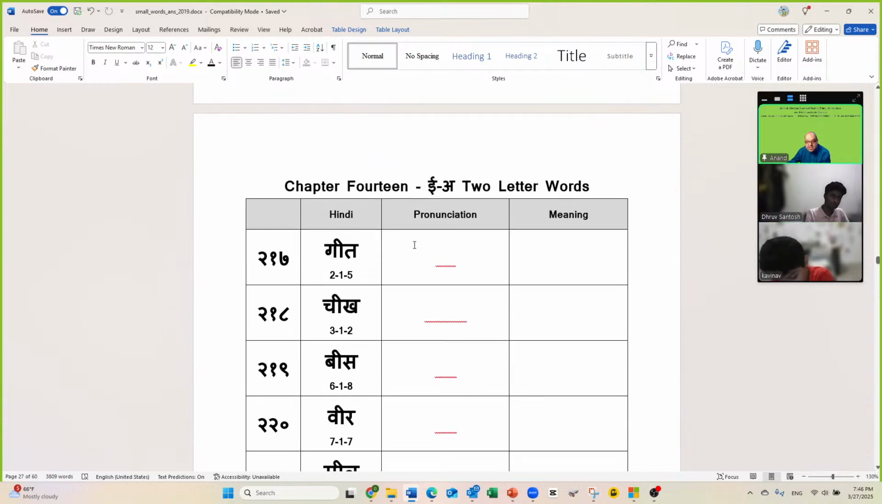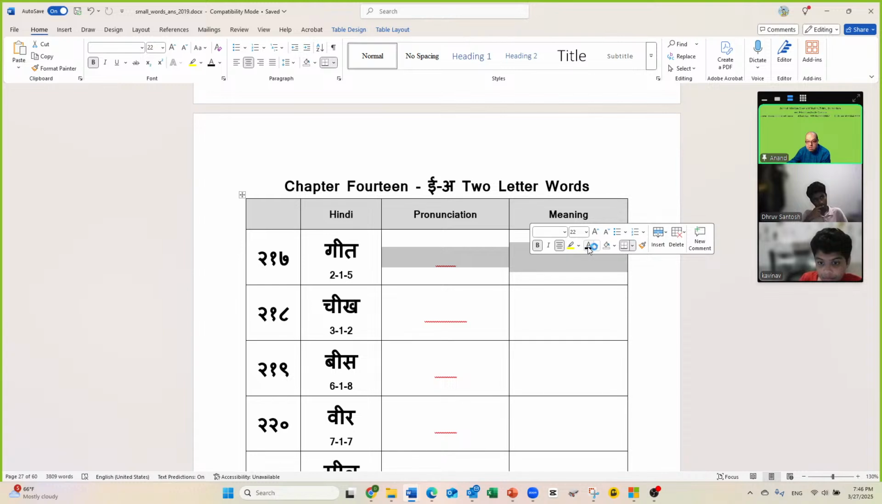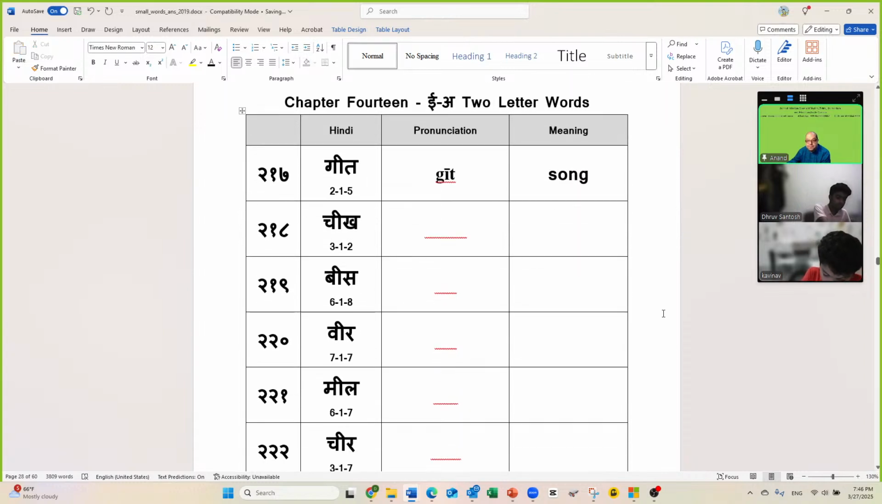Okay, next one is Geet, and Geet is a song. Dhruv, have you seen that movie Jab We Met with Kareena Kapoor? I think I've seen that movie. So in that movie, Kareena Kapoor's character, her name is Geet. Oh yeah, I remember. Her name is Geet.